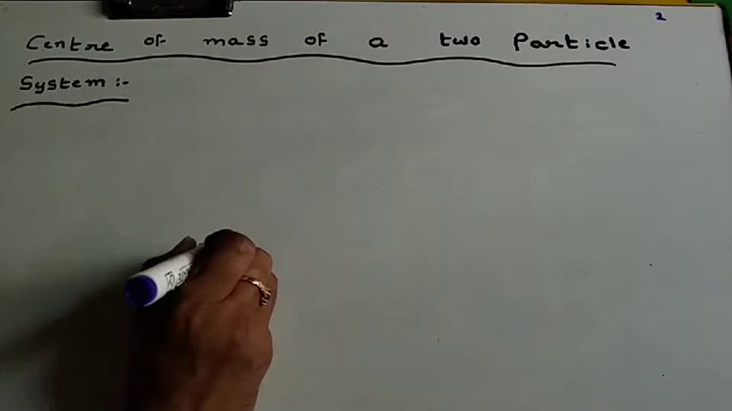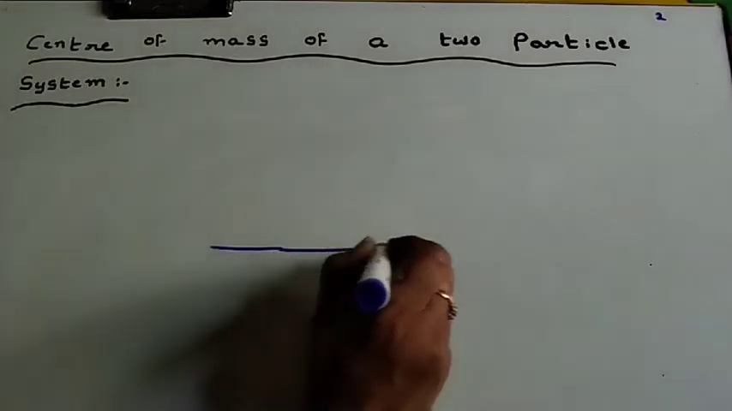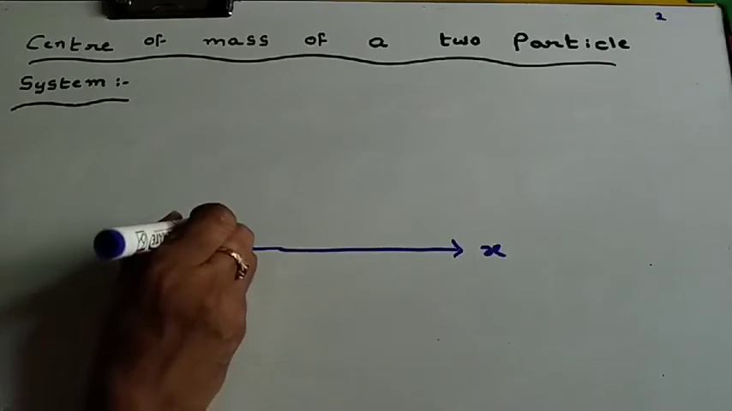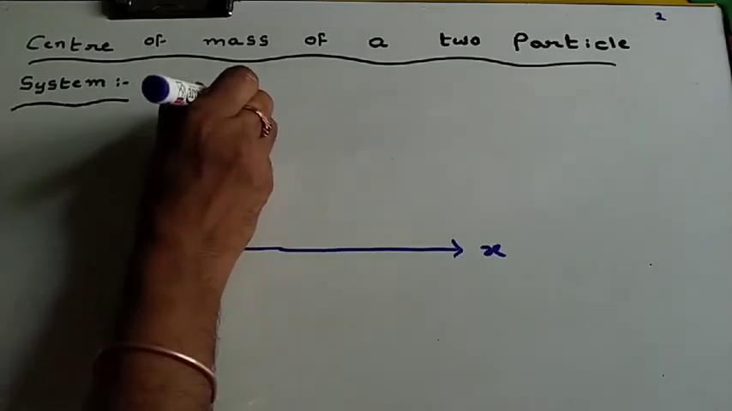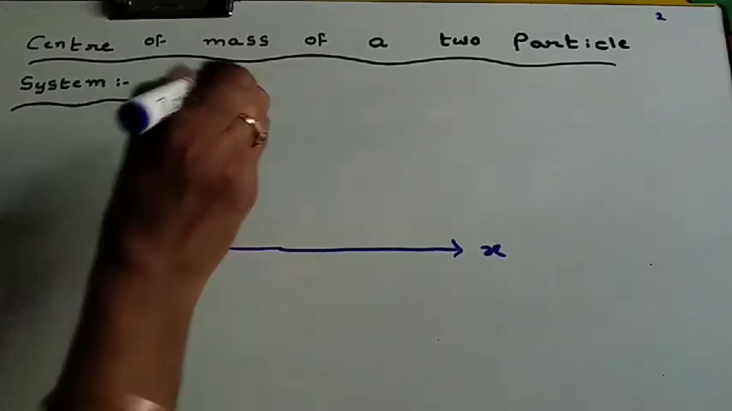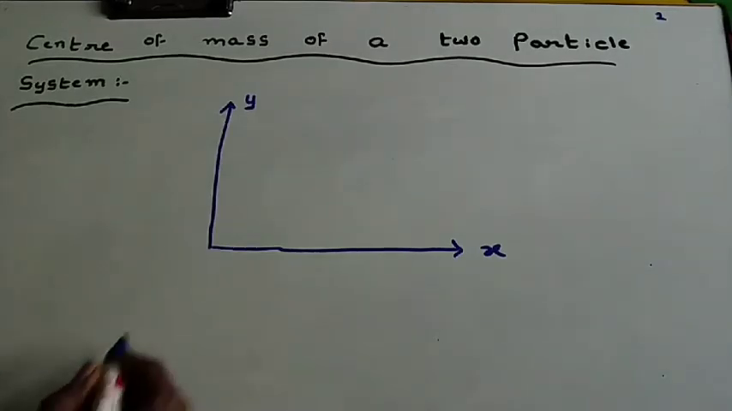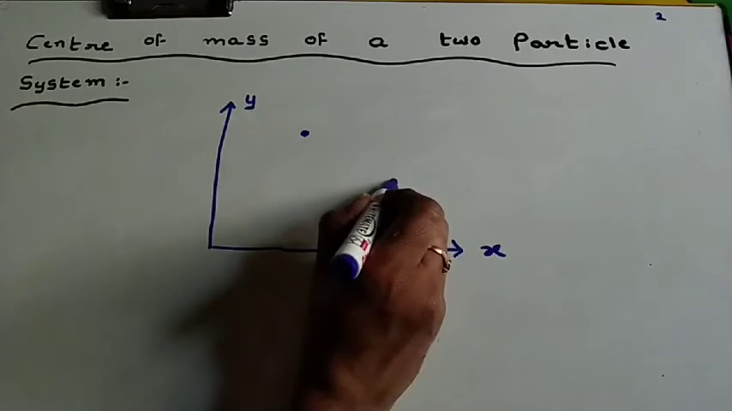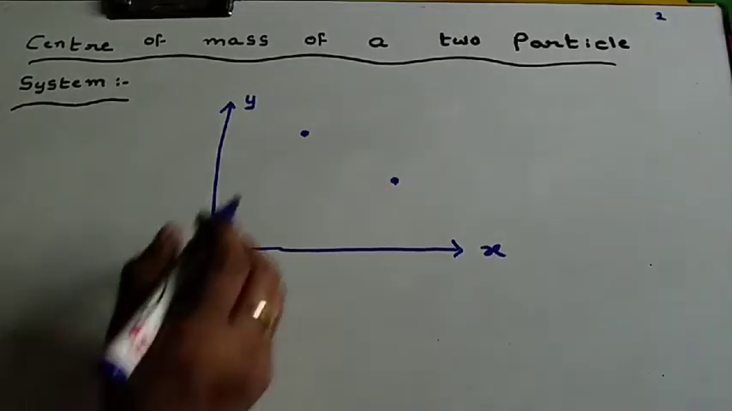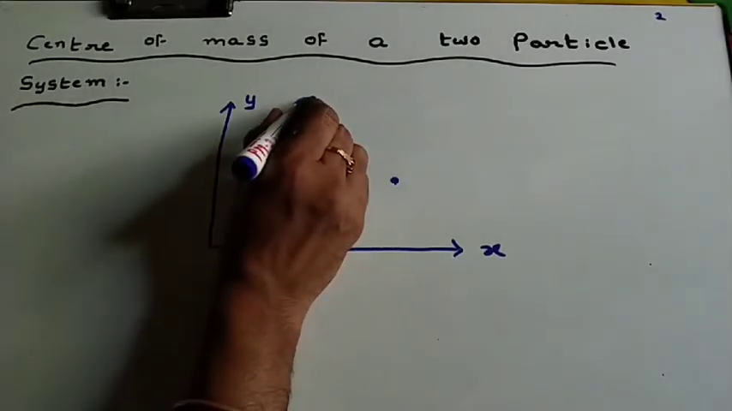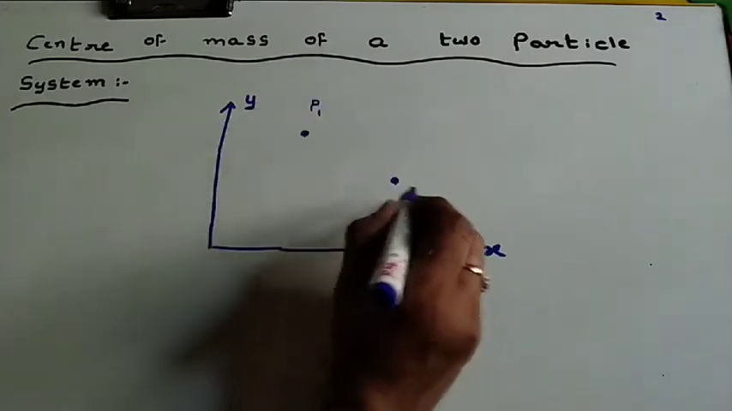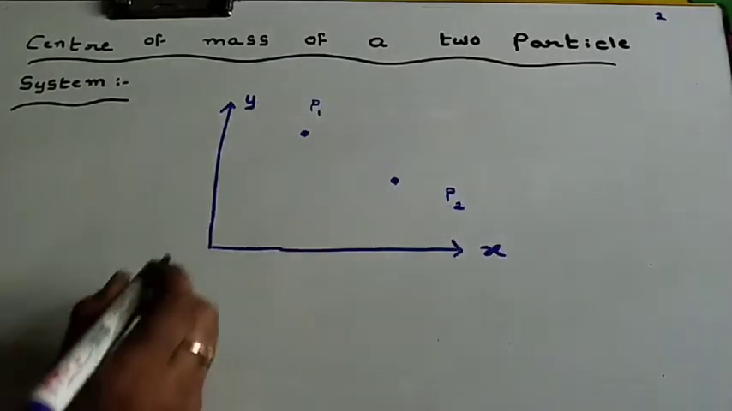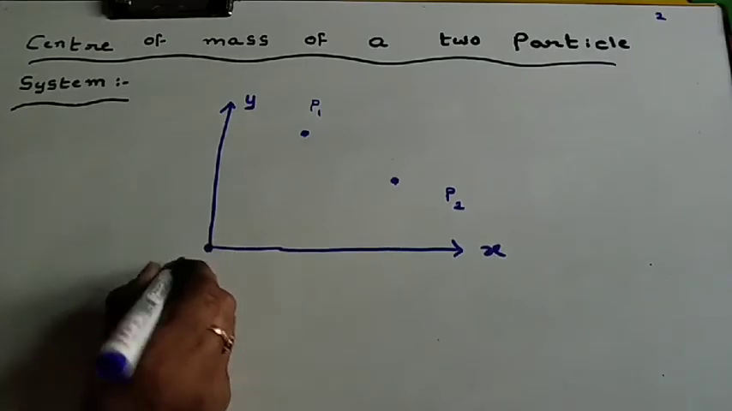Take x-axis, take y-axis. Here take one particle is here, take another particle is here. Consider this particle is P1. Consider this particle is P2. Now this is the center O.